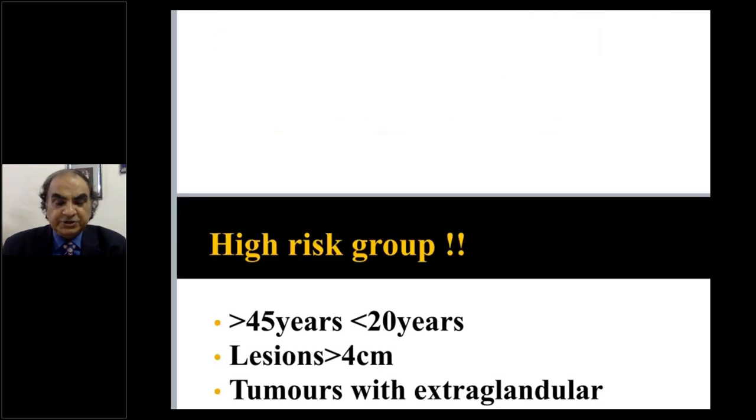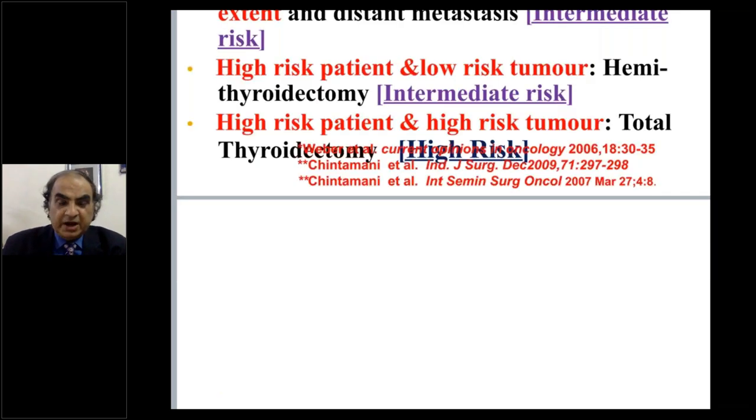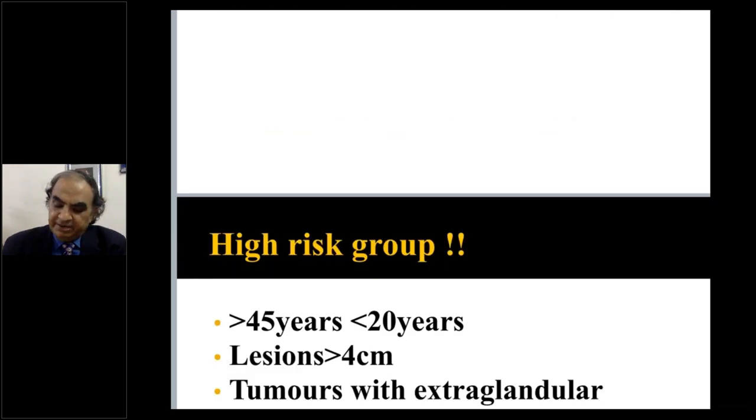What are high-risk patients? I've mentioned that this is the protocol we follow. High-risk patient, high-risk tumor, total thyroidectomy. Low-risk patient, low-risk tumor, you may do hemithyroidectomy. And intermediate groups, that is low-risk patient, high-risk tumor, high-risk patient, low-risk tumor, you can do hemi versus total. But you need to again see whether it's unilateral or bilateral, and then you'll tailor it to the patient and discuss it in the MDT. But how do we classify them? Now, this is now 55 years.